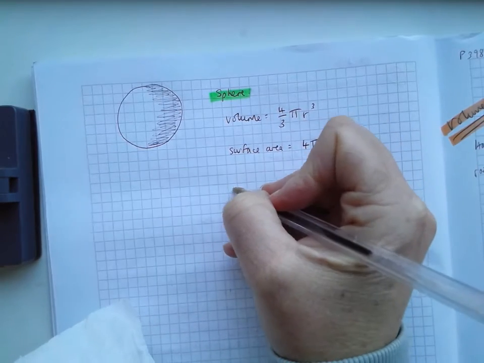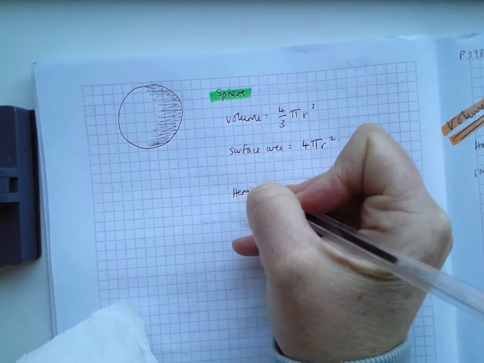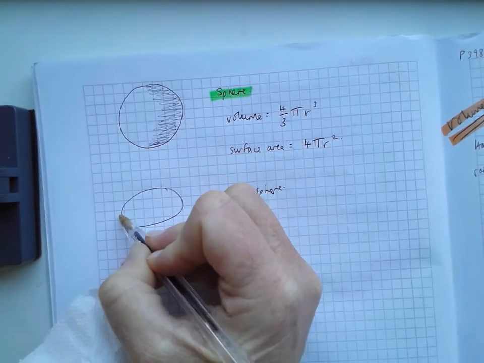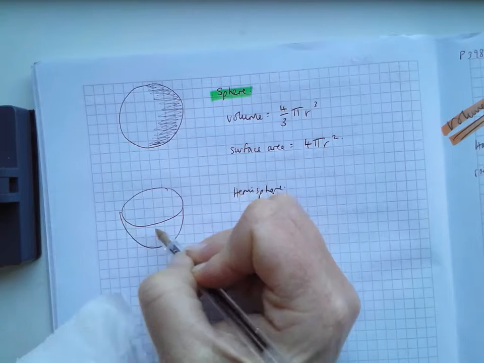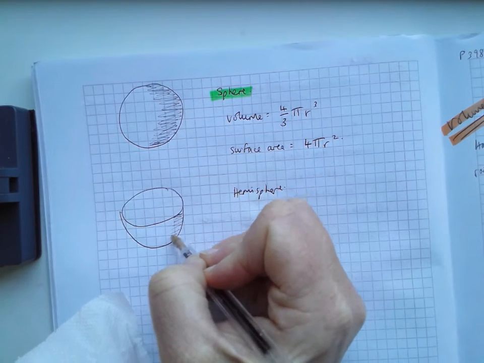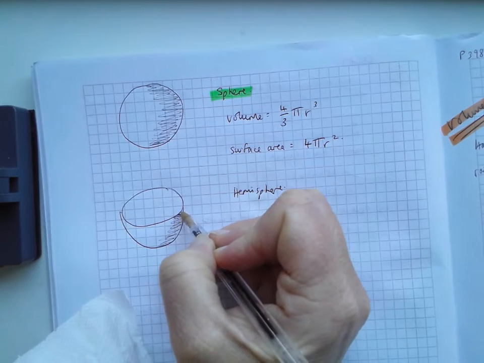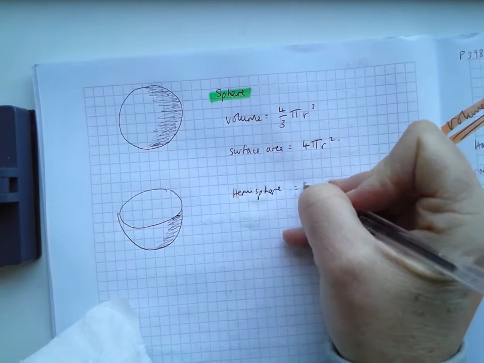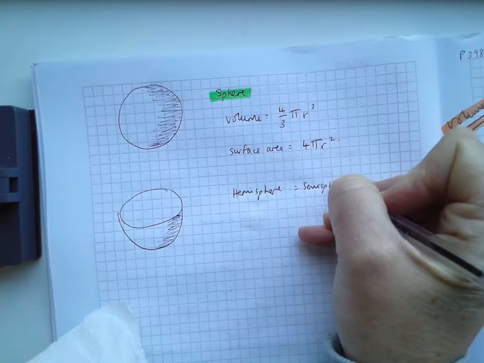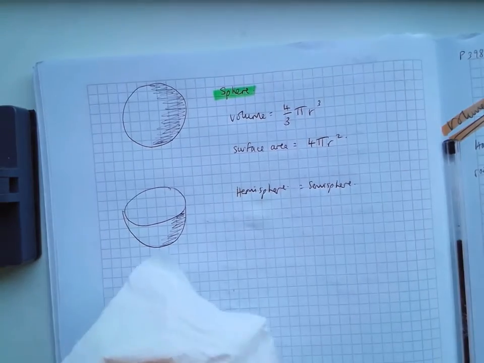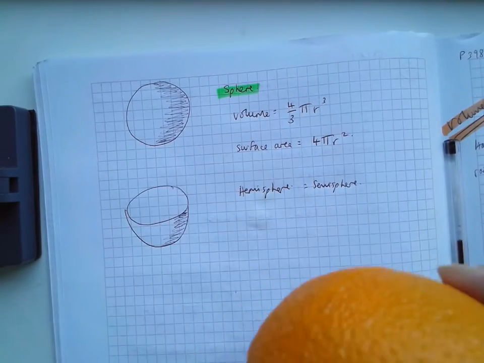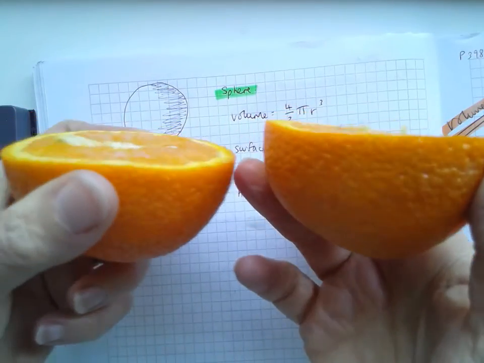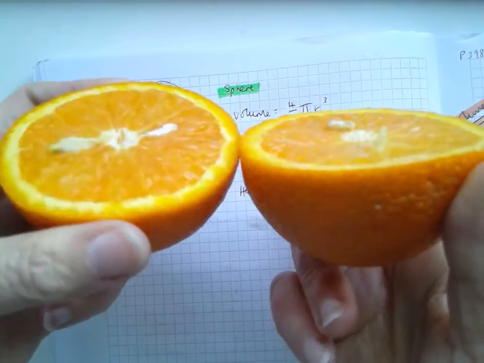Now you also need to be able to deal with a hemisphere. So a hemisphere, here's a hemisphere. Now it always amazes me that people get confused about the hemisphere. I'm not quite sure why. I think maybe because they think it should be called a semisphere, which is what some of my students have called it in the past. So a hemisphere, which is a semisphere. And so I thought I'd cut this orange in two. And when I cut the orange in two, I get two identical, hopefully, hemispheres.